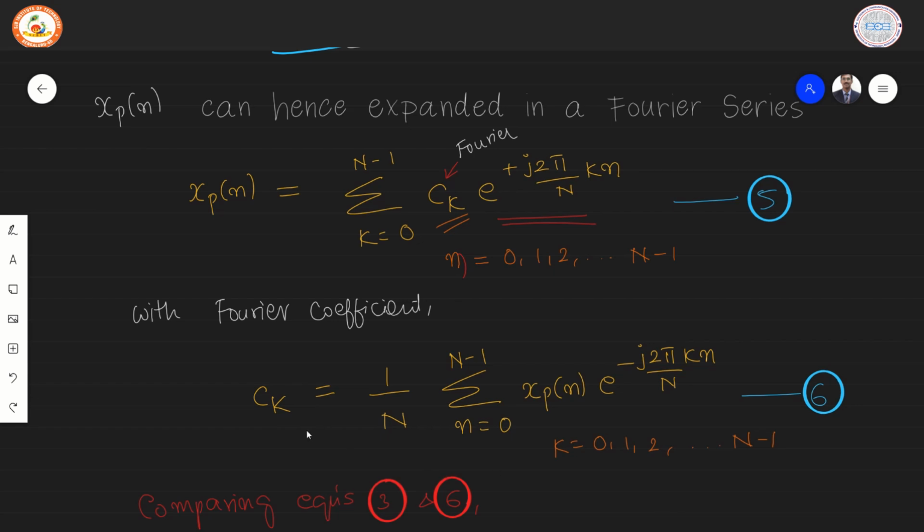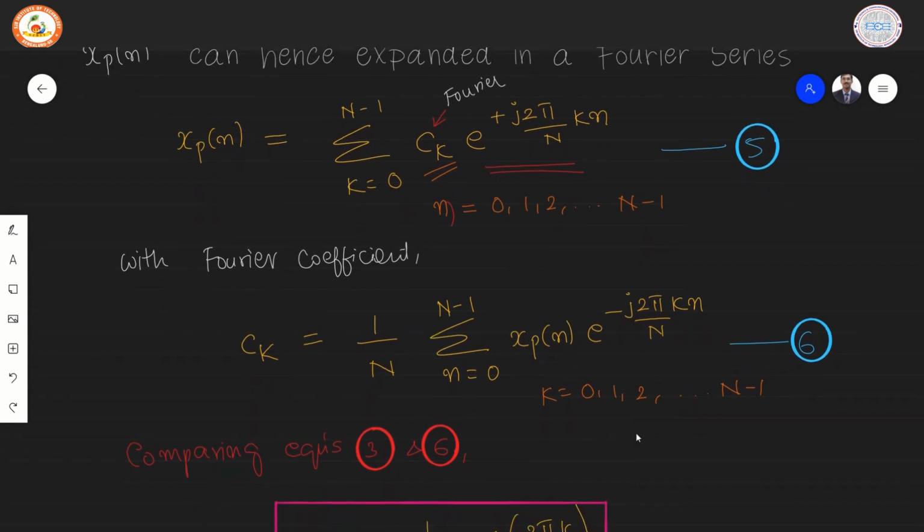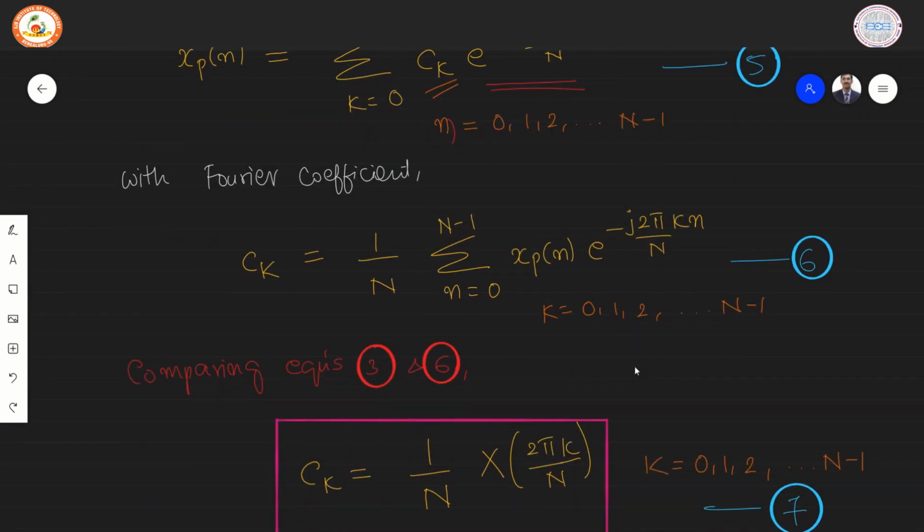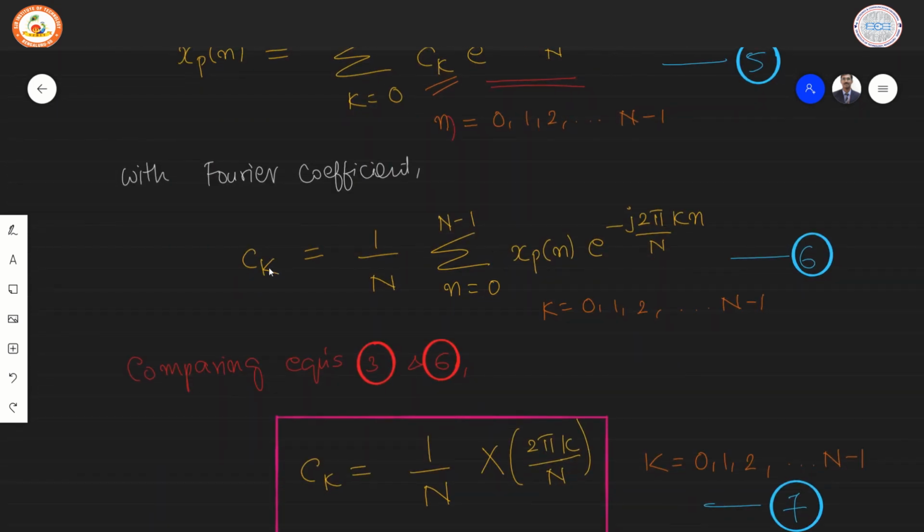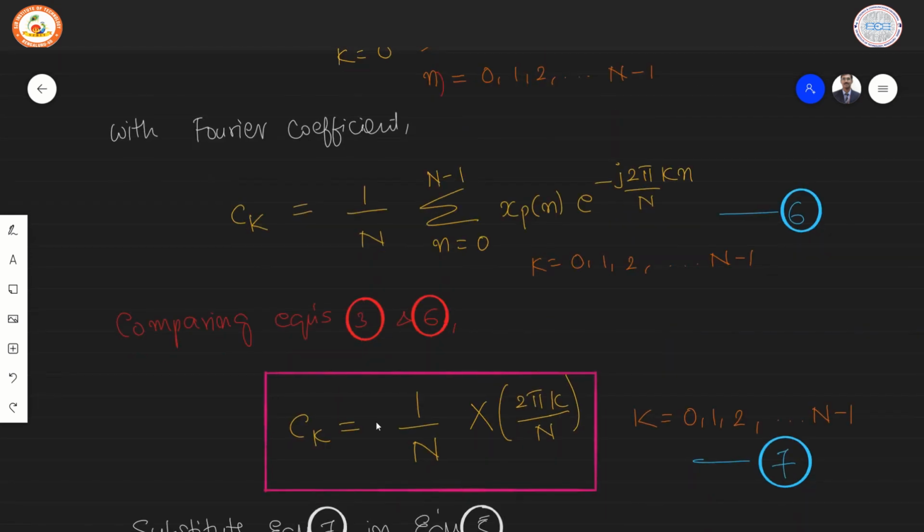Now, a comparison of equation 3 and equation 6 tells us that in equation 6, ck is nothing but 1 by N times the equation 3. So in equation 3, if you compare, you'll find a similar looking summation. Therefore, we establish the relation between the two as ck is equal to 1 by N times X of 2 pi k by N, which represents samples of the spectrum.